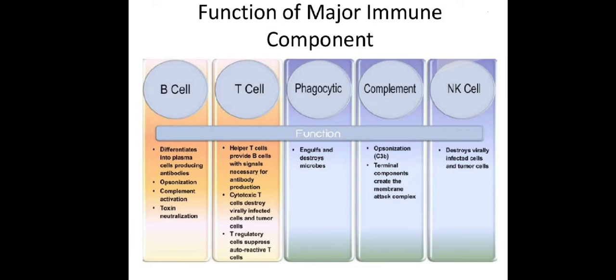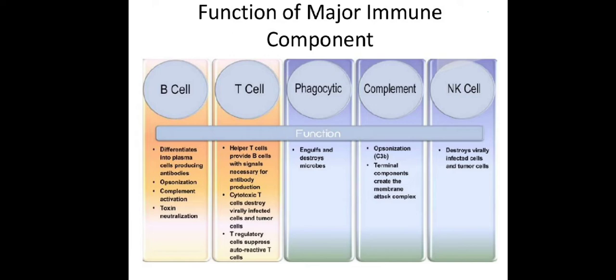So how do these immune components work? B cells, as we already said, differentiate into plasma cells. They help in opsonization, complement activation, and toxin neutralization. Helper T cells provide B cells with signals necessary for antibody production. Cytotoxic T cells destroy virus-infected cells and tumor cells. Another important function of T cells is acting against autoimmunity. T regulatory cells suppress autoreactive T cells. So whenever there is a problem with T cells in primary immune deficiency, there's a chance for autoimmune diseases as well.